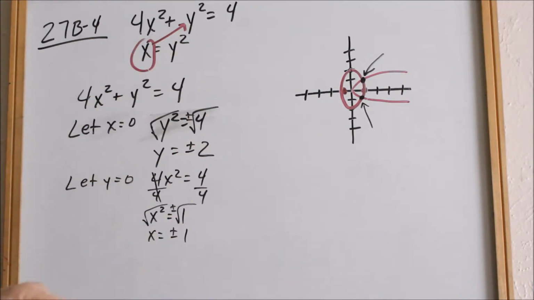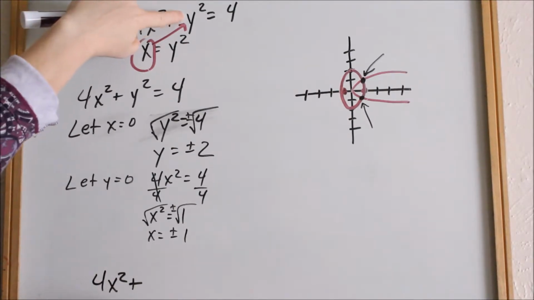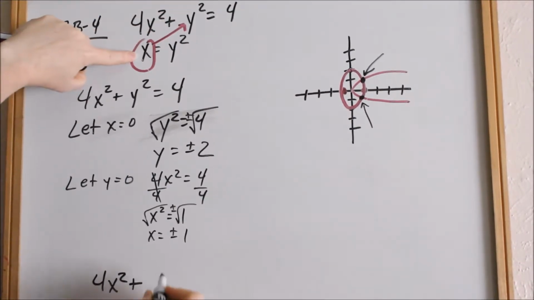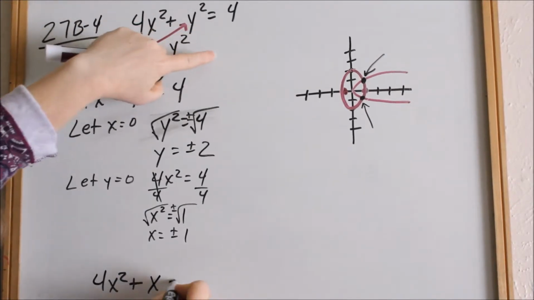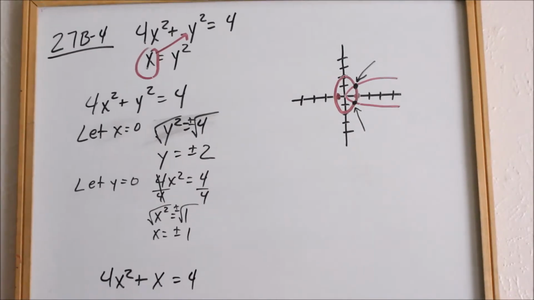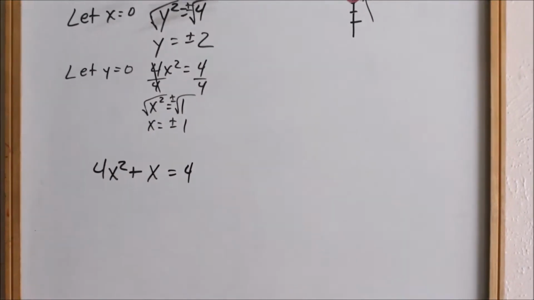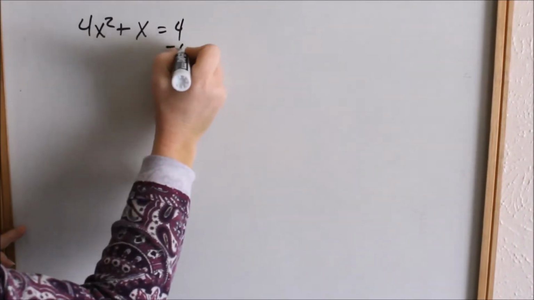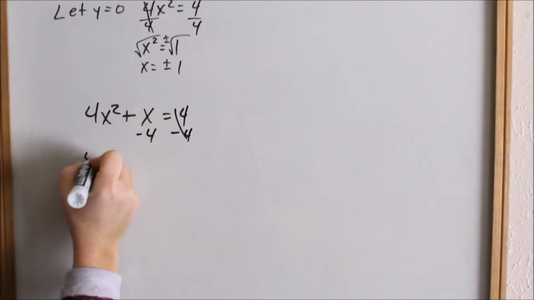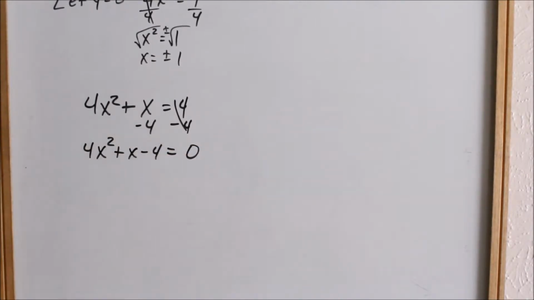So if we do that, then we're saying 4x squared plus, and instead of putting in a y squared, we're putting in x. We're substituting, x equals 4. I now have it to where I'm down to one variable. I have a quadratic equation. Quadratic means your highest exponent's 2. How do I solve a quadratic equation? My very first step is to always set it equal to 0. So then I have 4x squared plus x minus 4 equals 0.